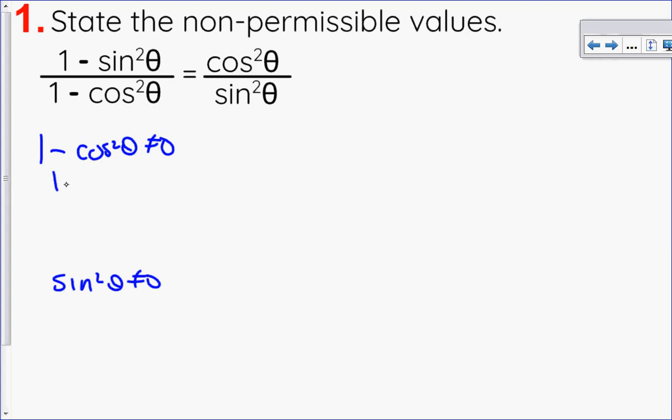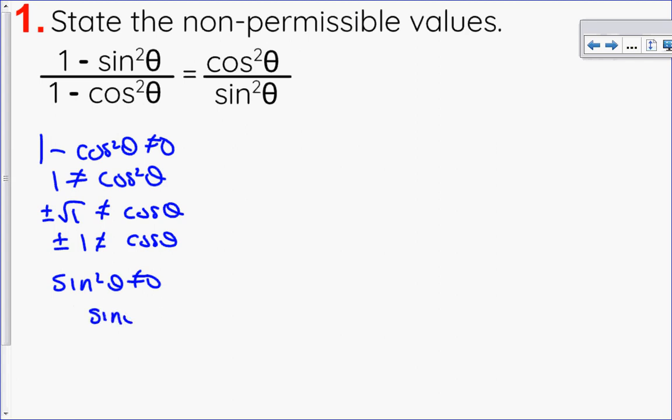Here I will add cos squared to both sides, and then take the square root, remembering that when I do, it's always plus or minus. So the square root of cos squared is cos, and the square root of 1 is positive and negative 1, which means cosine cannot equal plus or minus 1. Over here, sine squared theta can't equal 0. Taking the square root of both sides, sine can't equal 0.